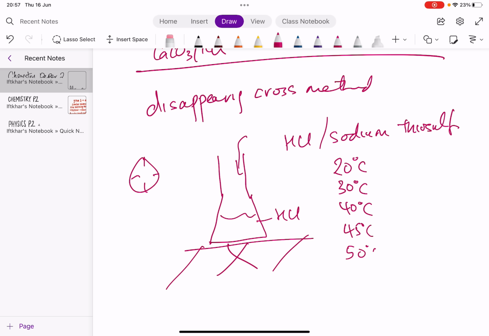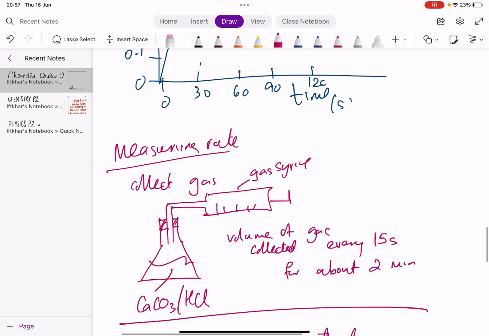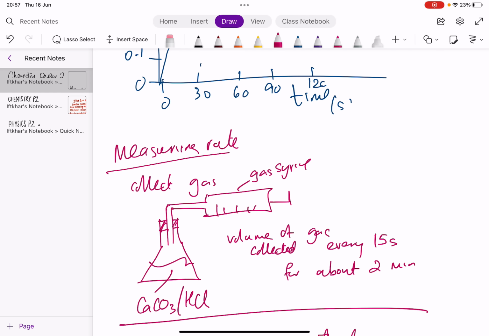Oh, one more is the same as this one, i.e. collecting gas, but instead of using a gas syringe, you can have a mass balance and measure the decrease in mass every 15 seconds. So that's another way you can do that.